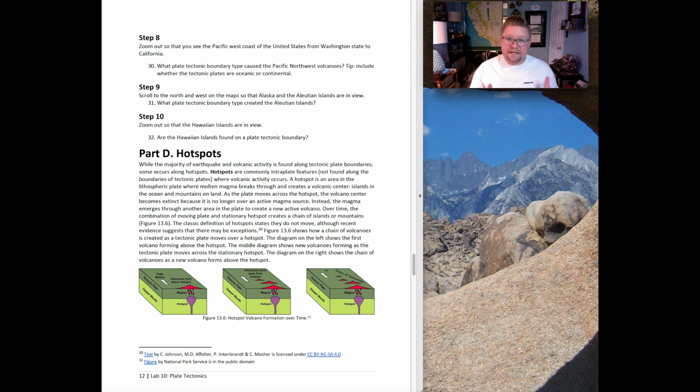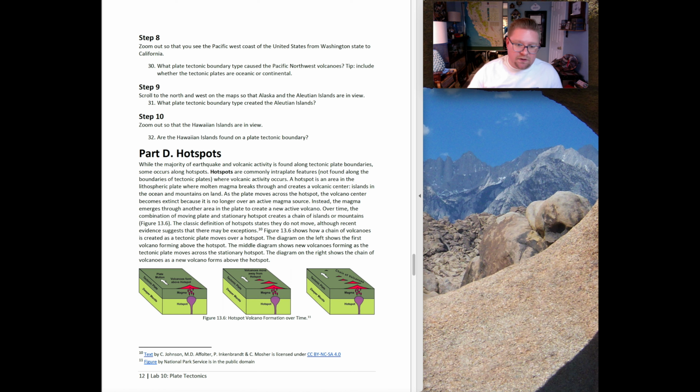All right, Part D. Hotspots. Now, while the majority of earthquake and volcanic activity is found along tectonic plate boundaries, some can occur along what are known as hotspots. So this portion of the lab is going to introduce what hotspots are, how they are fueled, how they operate, and then what is the resulting piece. I'll give you a hint.